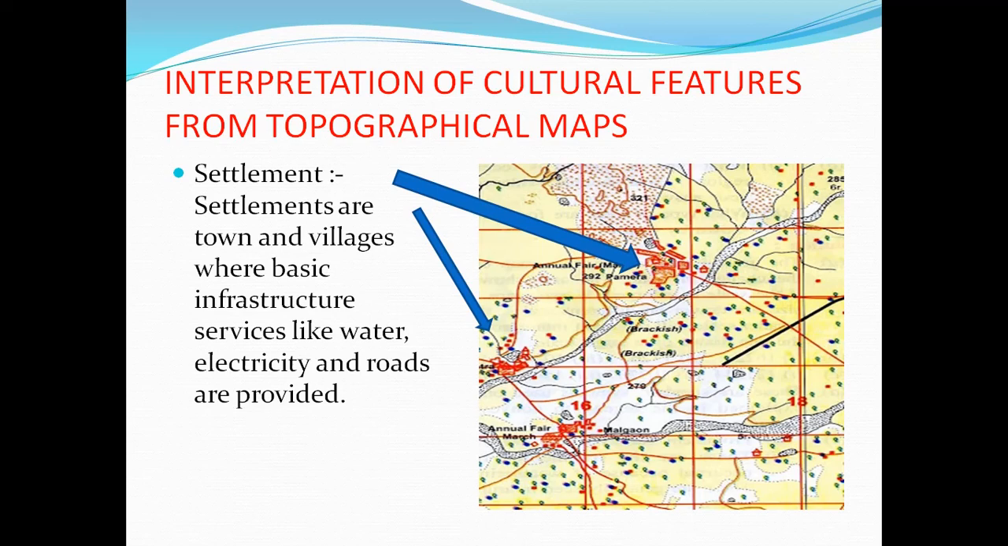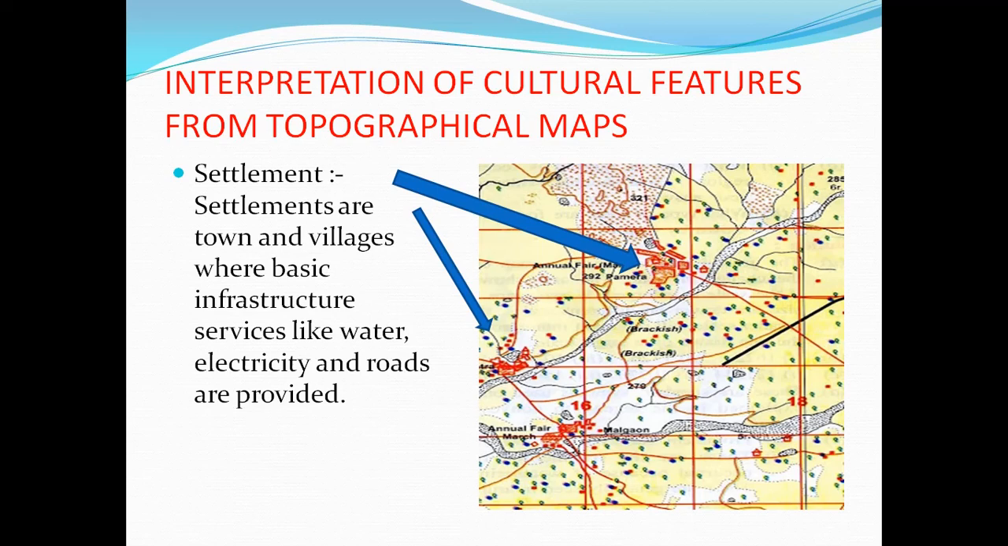In cultural features of topographical maps comes the settlement. Settlements are towns and villages where basic infrastructure like water, electricity and road are provided. Usually towns and villages definitely have a road, electricity. However, in India there are several settlements without water or electricity. Industry, transport and other features can also be found in a topographical map.